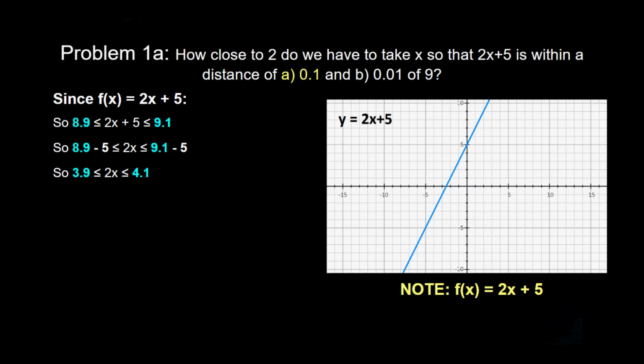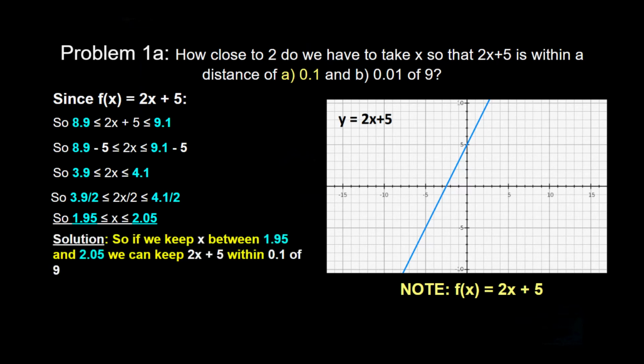Again, you have 2x, so you can divide each side by 2 so that you can solve for x. You divide each side by 2, you eventually get 1.95 is less than or equal to x, which is less than or equal to 2.05. So essentially what that tells us is that if we keep x between 1.95 and 2.05, we can keep 2x plus 5 within a distance 0.1 of 9.